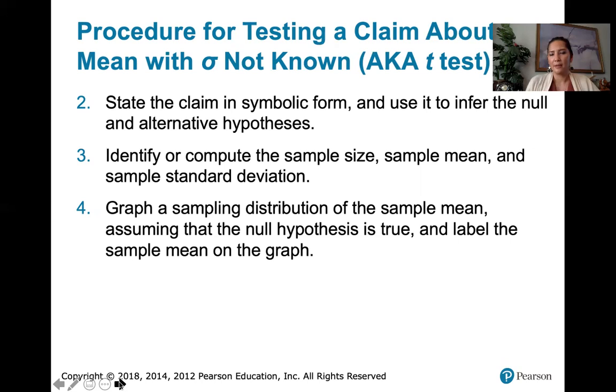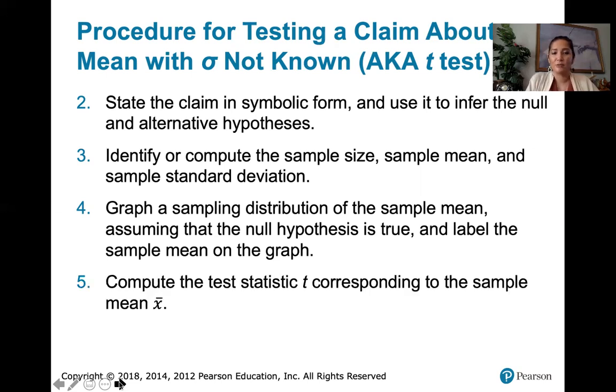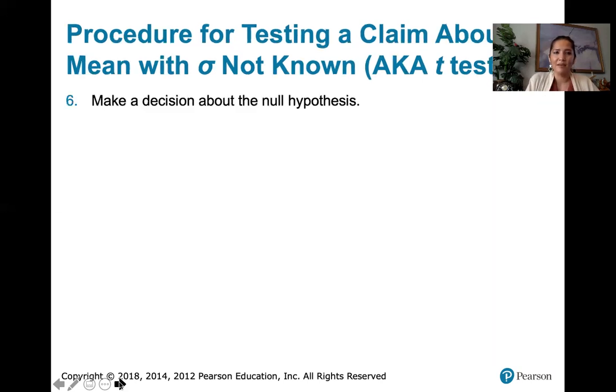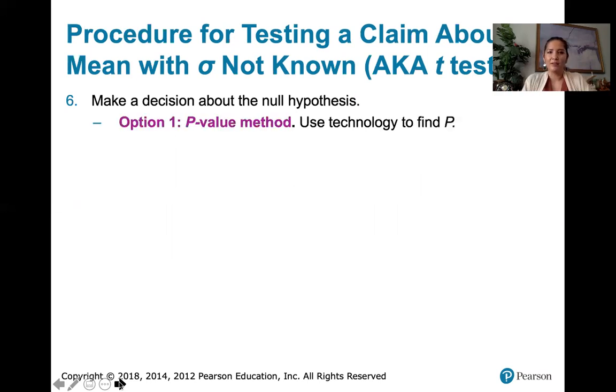So that's the main question. If the null hypothesis is true, is the sample mean that we have from our sample significantly high or significantly low? In order to answer that question, we need to compute the test statistic T corresponding to that sample mean. And then we can use that test statistic to make a decision about the null hypothesis. Now, first, we're going to talk about two ways to do that, the p-value method and the critical value method. So our first option is the p-value method.